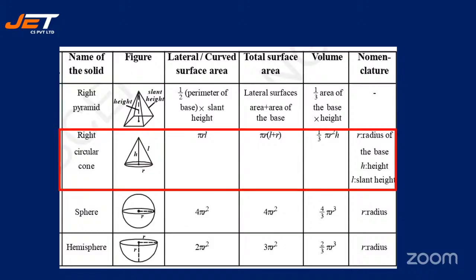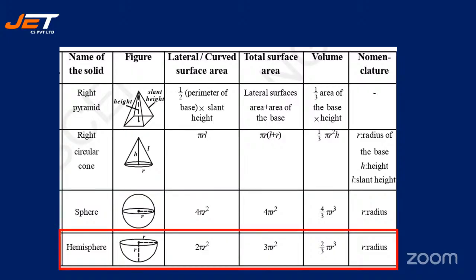And the next is the right circular cone. The curved surface area is pi RL. Total surface area is pi R into (L plus R). The volume is 1 by 3 pi R square H. The sphere you can see over here: the curved surface area is 4 pi R square, total surface area is 4 pi R square, and volume is 4 by 3 pi R cube. And after the sphere, we have the hemisphere. The curved surface area is 2 pi R square. Total surface area is 3 pi R square. Volume is 2 by 3 pi R cube.